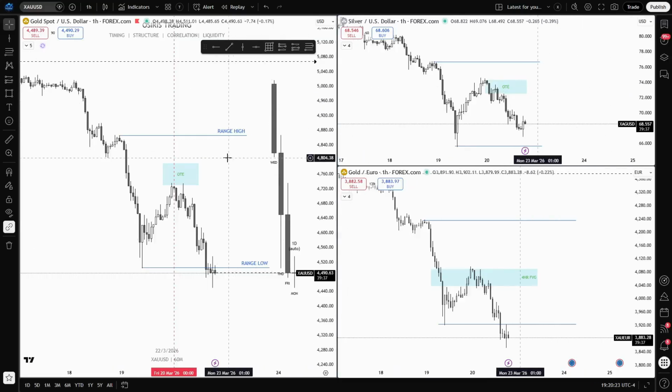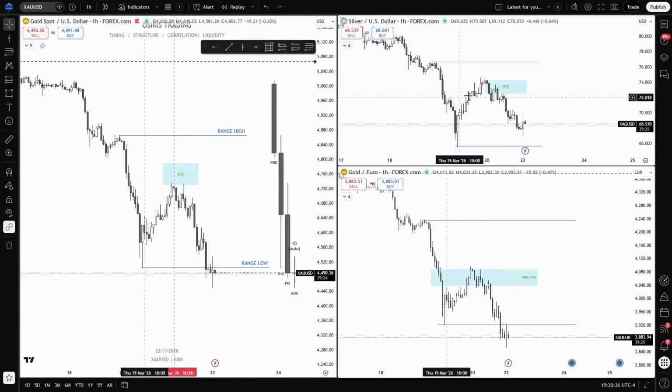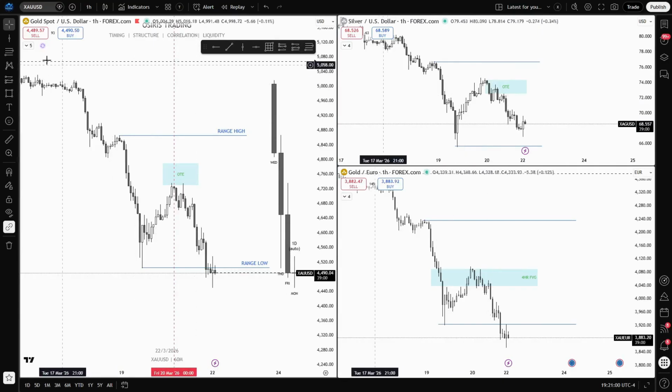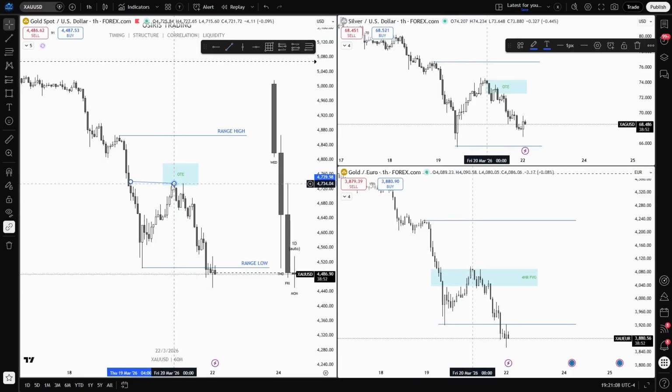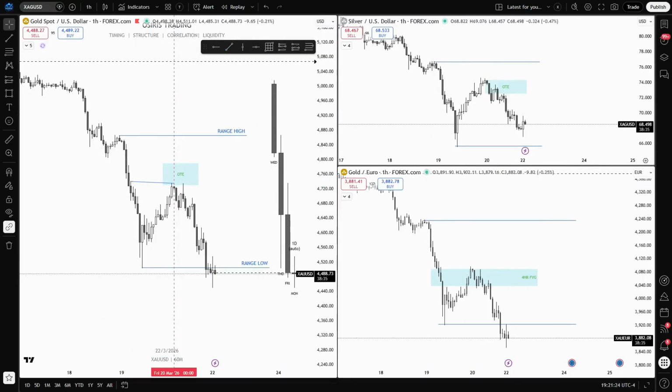So this is actually a trade that we all took last week on Friday. Once we're able to correlate all three assets together, we also saw that an SMT formed versus silver on the range to the high of this OTE respect. You can see right here we've got divergence between these highs.